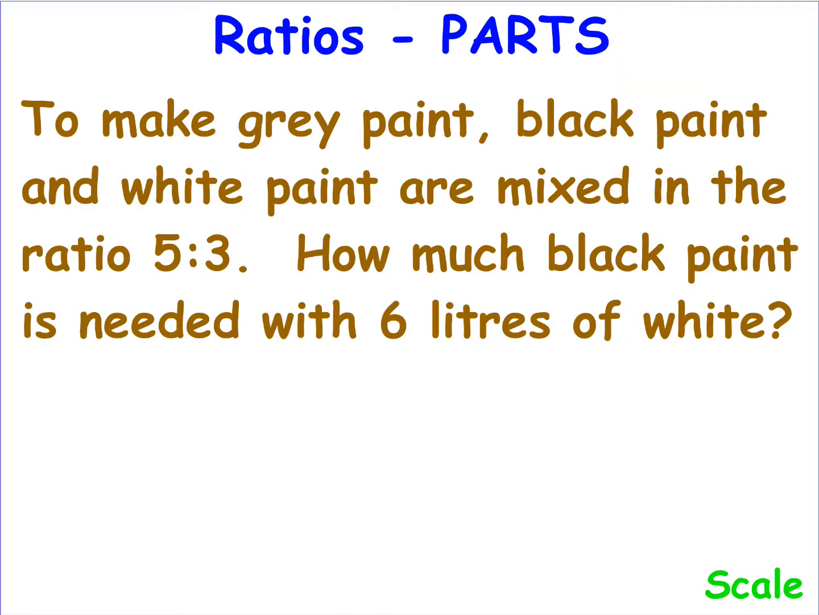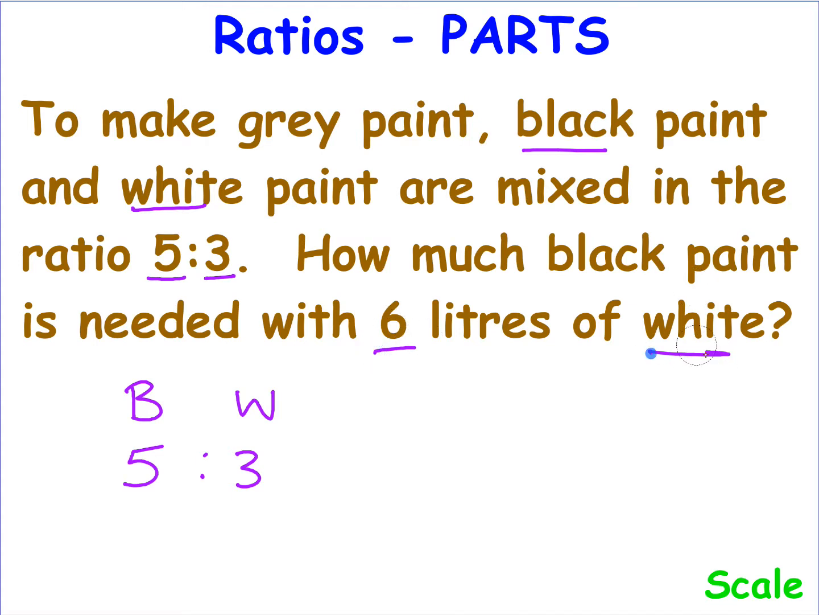Okay, so here's a question for you to have a go at and see if you can come up with the correct answer. So to make grey paint, we mix black paint and white paint in the ratio of 5 to 3. So the way it's written, black is first, so that's the 5, and then the white paint is the 3. So from this first line, we set up our strap line. How much black paint is needed if we have 6 litres of white?